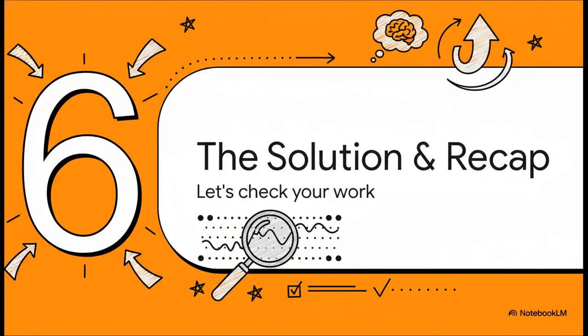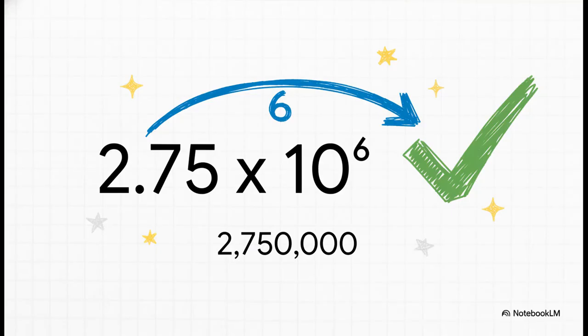All right, welcome back. Pencils down. Are you ready to check your work? Let's look at the solution, and then we'll do a quick recap of everything we've learned. And the correct answer is, drumroll please, 2.75 times 10 to the 6th power. Why? Because that decimal had to jump 6 places to land right between the 2 and the 7.